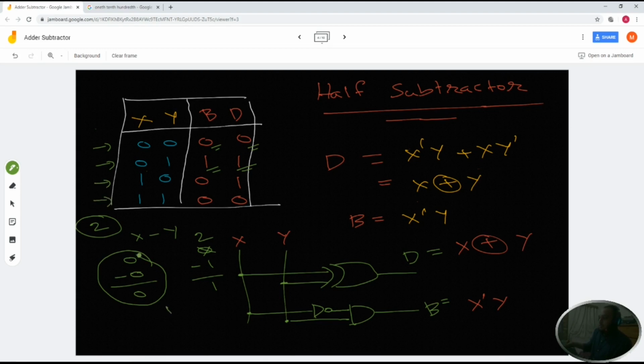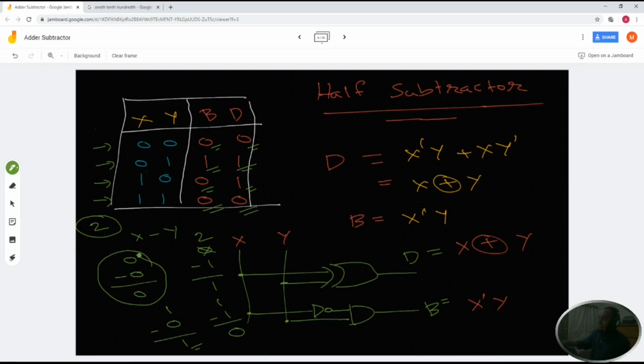Similarly we can find for the third and fourth positions. For the third position we can do the subtraction like this. This is the result for difference, which is 1, and we didn't need to borrow anything, so borrow will be 0. For the fourth position 1 minus 1 results in 0, so we get 0 in difference, and as we didn't need to borrow anything we get 0 in the borrow. So this is the truth table of half subtractor.